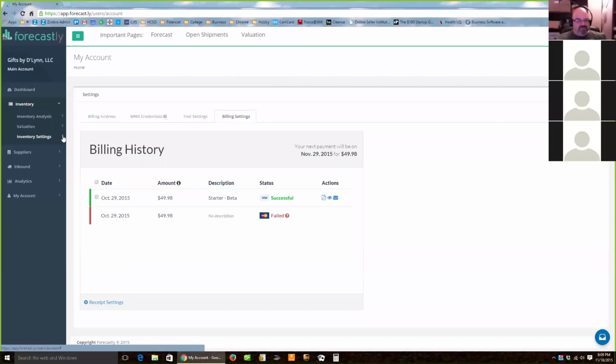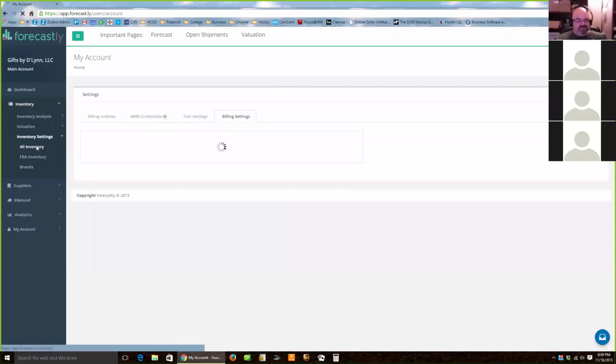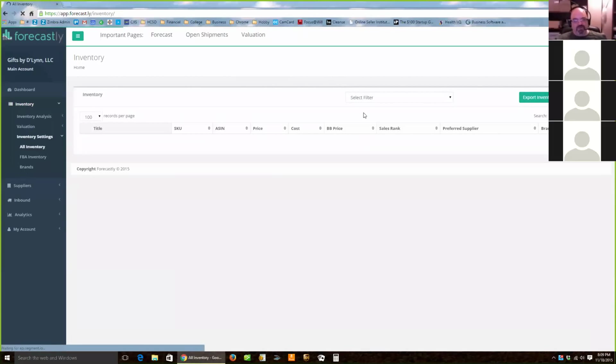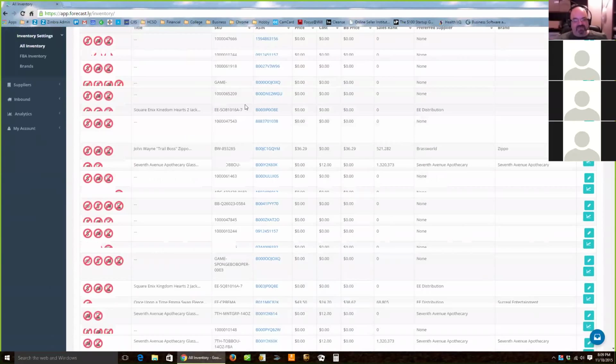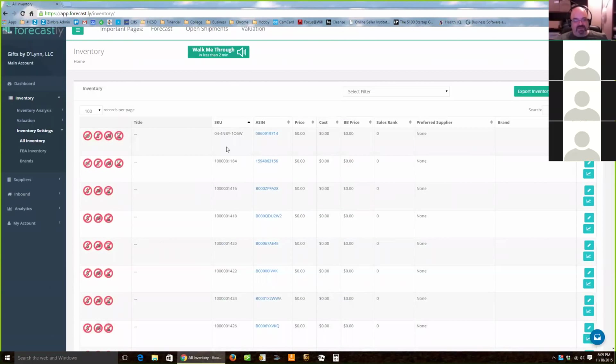So let's look at inventory. If you go to inventory settings, all inventory, this is where you would do your cost information. You can export it and do it via CSV, or you can do it right here individually. I code my SKUs to be significant to me, so I can tell by looking at a SKU if it's something that I want to keep track of or not. All these randomly sequential SKUs are one and done, as I call them, so I won't be carrying those anymore.